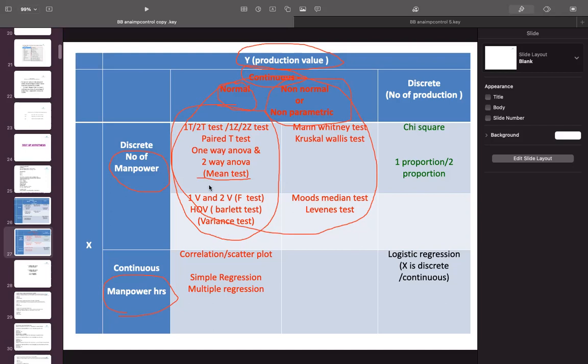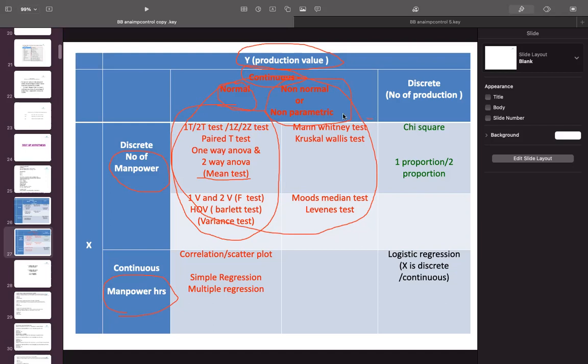All these tests are called variance tests because we are going to compare the variance of one sample with the variance of another sample. Okay, so if you're going to compare mean, then it is a mean test. If you're going to compare variance, that is a variance test. All these tests will come under the heading normal. Okay.